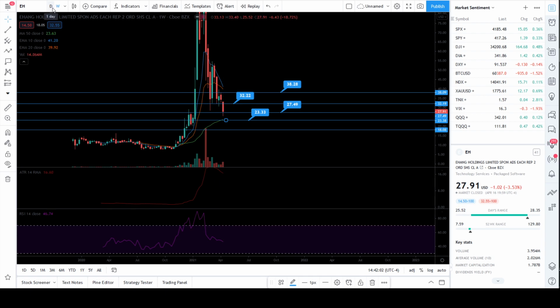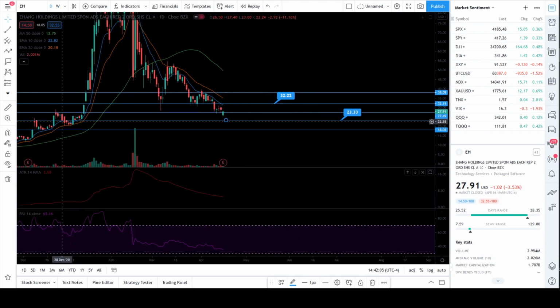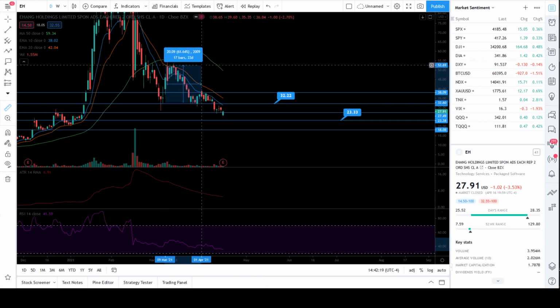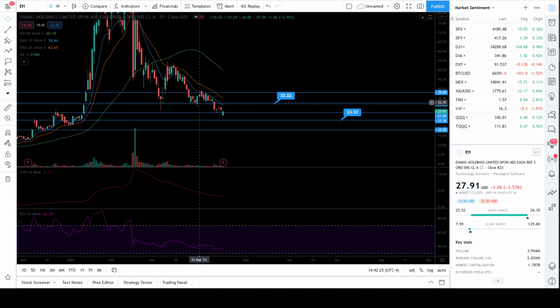So let's just take a quick look at the daily chart. So what did we see on the daily chart? We saw a nice hammer candlestick, which indicated that we would see a bounce at this level, which we did see. So from this level to the resistance level, we saw an upside move of 61%. And on the retest of this level, we saw a strong bullish engulfing candlestick.